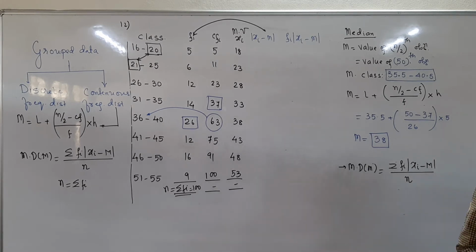So something new we are studying. Whenever there is a gap between the upper limit and the lower limit of the succeeding class, such a frequency distribution is called inclusive, and for inclusive we have to write boundary points. For finding boundary points, half the gap is 1, half the gap is 0.5. Subtract 0.5 from the lower limit to get the lower boundary point, and add 0.5 to the upper limit to get the upper boundary point.